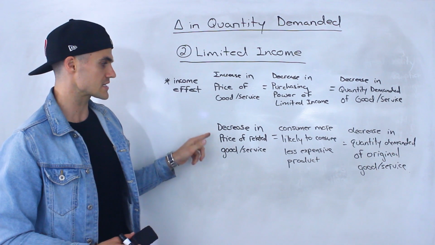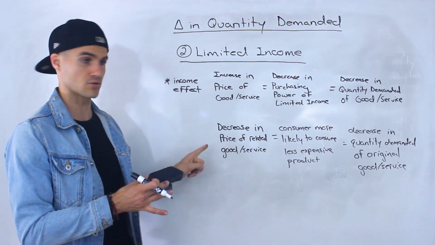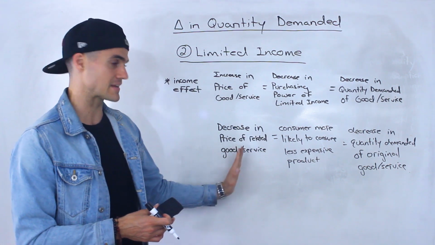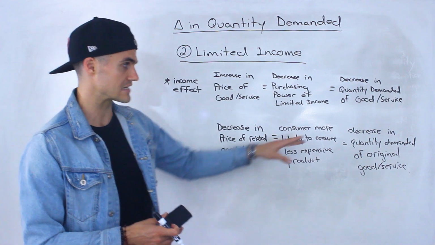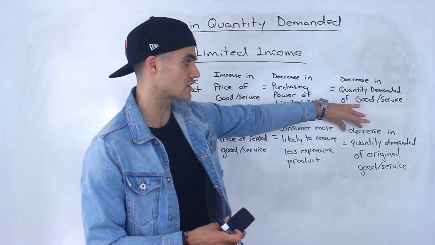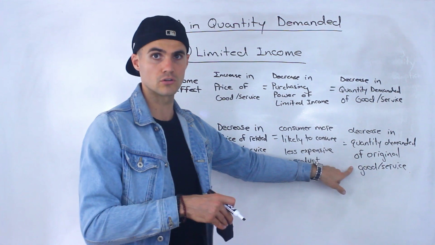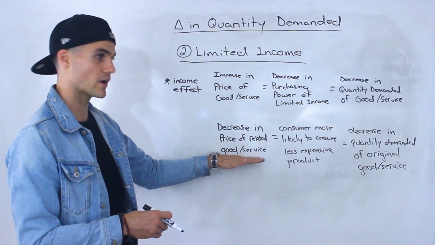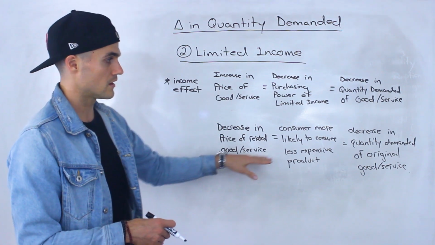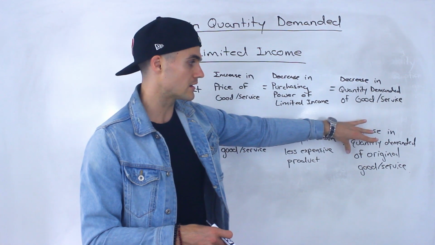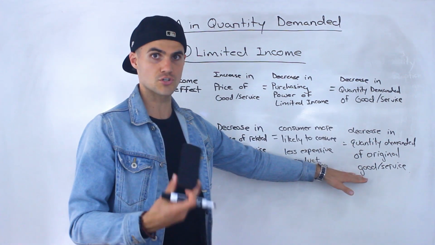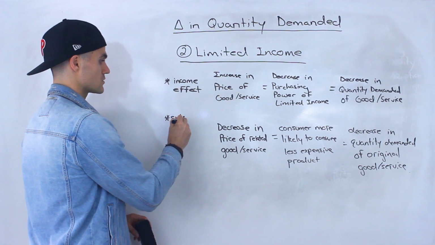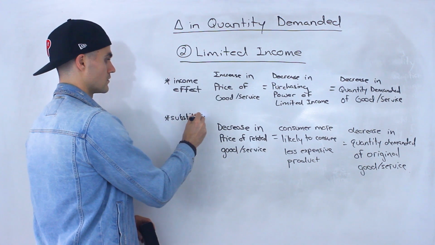And so with a decrease in the price of a related or a substitute good or service, the consumer is more likely to consume the less expensive product, the related good or service, and so that would result in a decrease in the quantity demanded of the original good or service. So a decrease in the price of babysitter 2 would decrease the quantity demanded of babysitter 1, of that original service, right? And again, this is called the substitution effect.